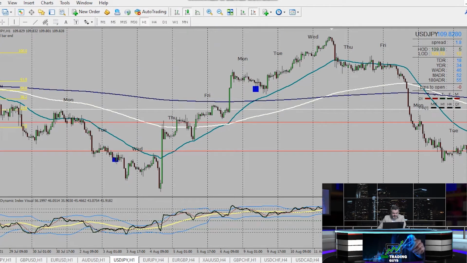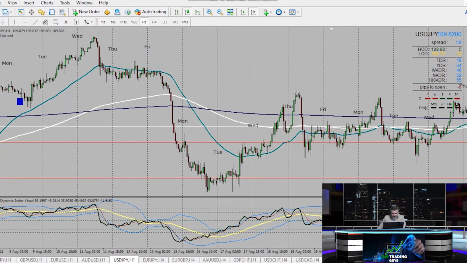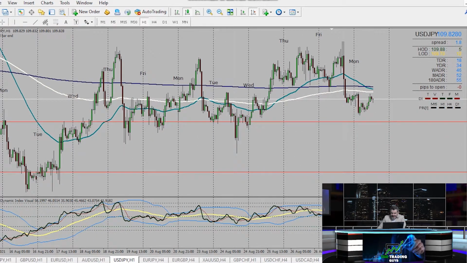Look, is there a directional bias here? Absolutely, it goes long, you can see it a mile away. Is there a directional bias here? Absolutely, it goes short, you can see it a mile away. Is there a directional bias here? Absolutely not.